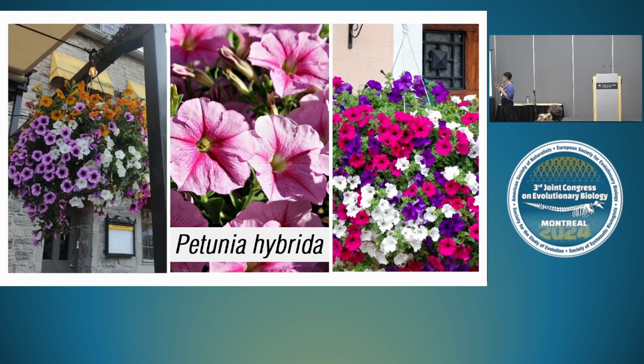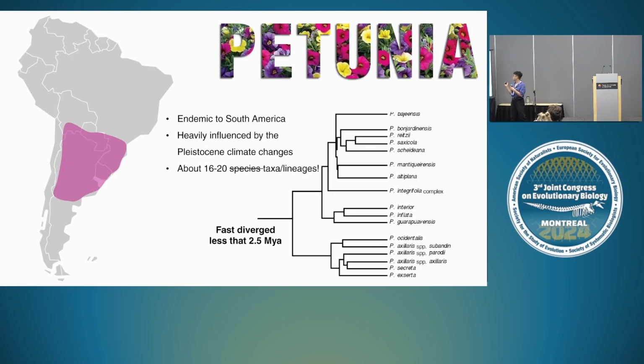Yes. So I work with Petunia. I'm sure that everyone here has not seen Petunia around, but the one that you're seeing around is Petunia hybrida. I'm telling you today about the wild Petunia that is endemic to South America, and their divergence was very influenced by the Pleistocene, and they diverged very fast and very recently into about 16 to 20 species.